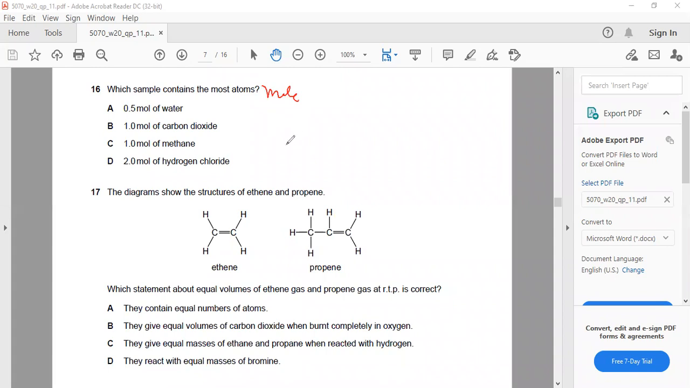Again, the examiner says this is challenging for a student. 1 mole of water. Which one has the most atoms? One thing: if you don't know this fact, then you will not understand this question. You must know 1 mole of water has 3 mole of atoms, 1 mole of oxygen and 2 mole of hydrogen.